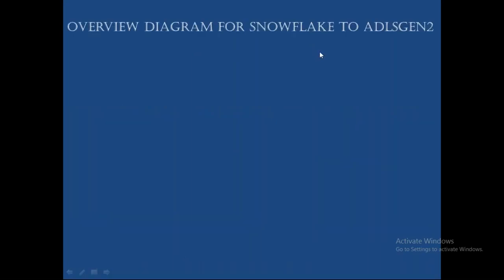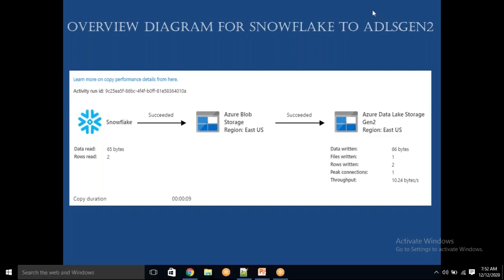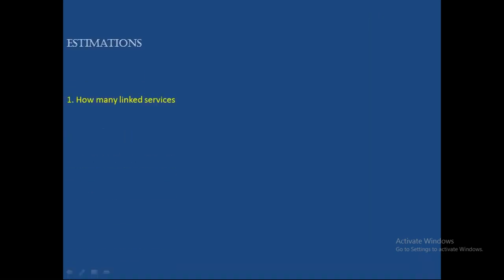Next, the overview diagram for Snowflake to ADLS Gen2. See, you have a Snowflake here. You have blob storage, Data Lake Storage Gen2. Copy data from Snowflake to the blob storage. Then from blob storage, you need to copy into the Data Lake Storage Gen2. Understood? From Snowflake to blob, blob to ADLS Gen2. You cannot copy data directly from Snowflake to ADLS Gen2, friends. Okay, fine. This is how pipeline execution will look.